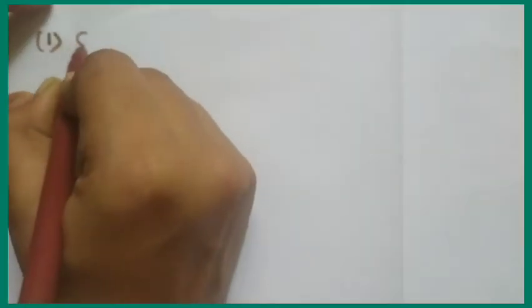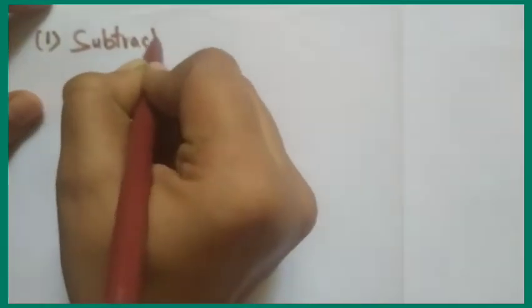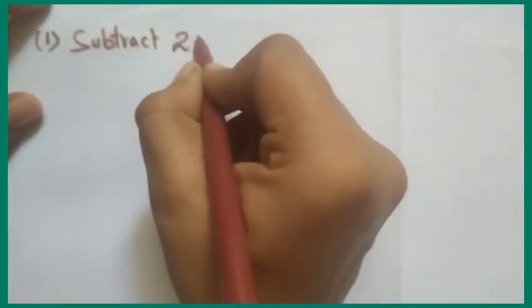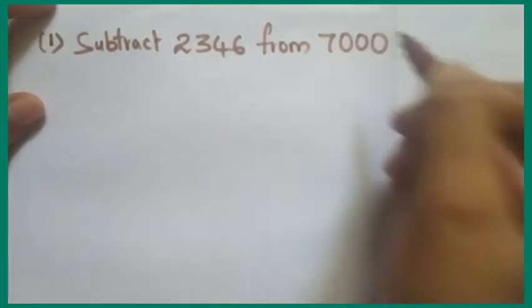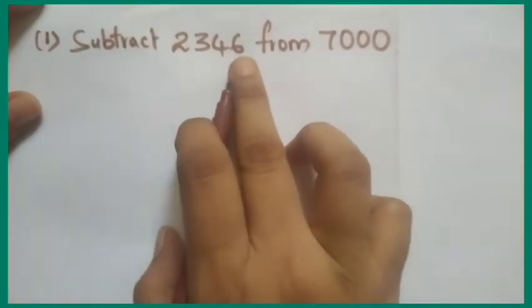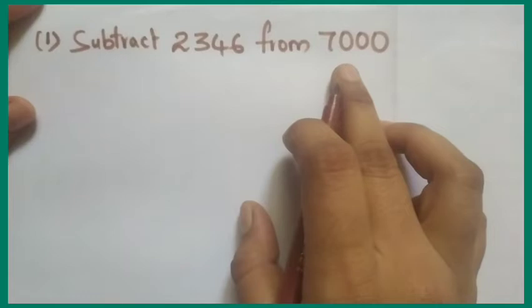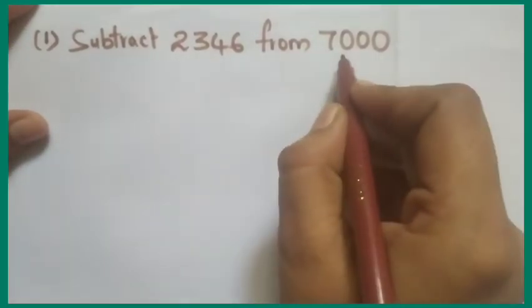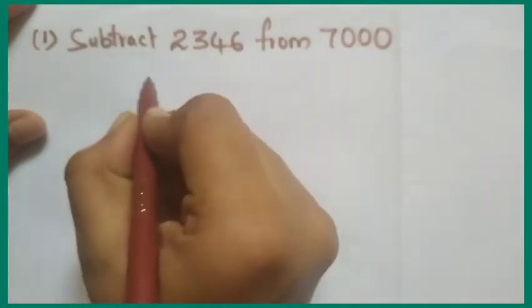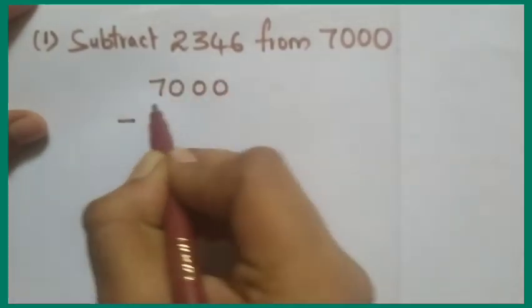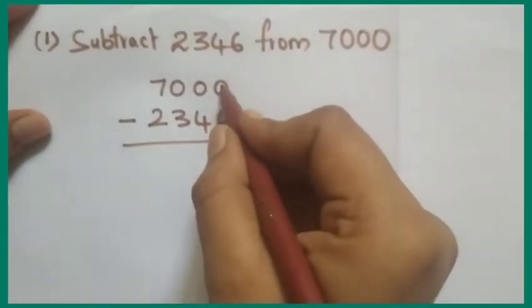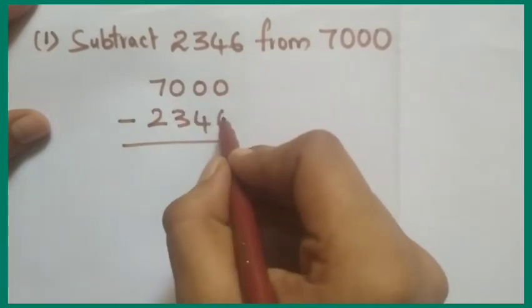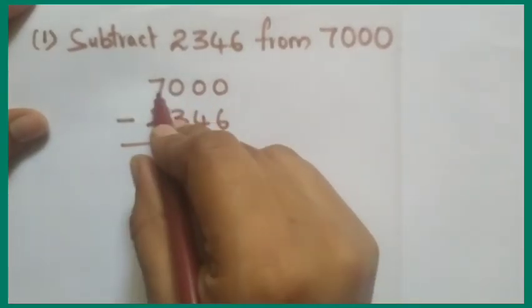First, example 1. Subtract 2346 from 7000. Which one is the bigger one? Yes, 7000. So we'll write first 7000 minus 2346. We have to write according to the places: ones place under ones place, tens place under tens, hundreds under hundreds, thousands under thousands, like that.